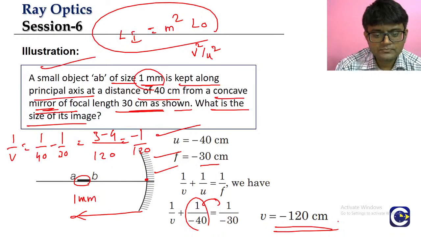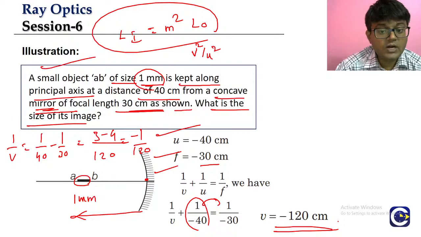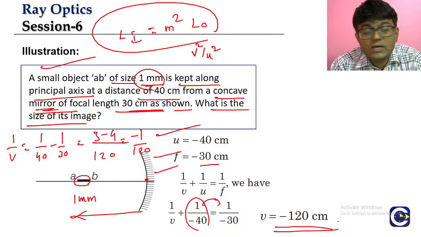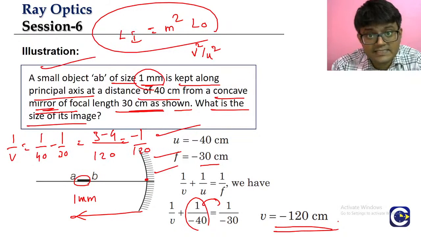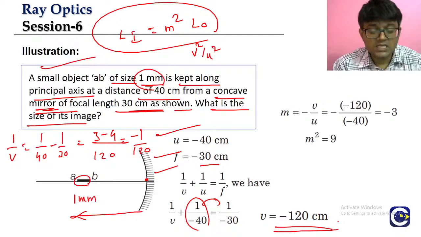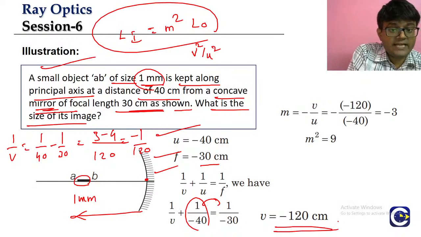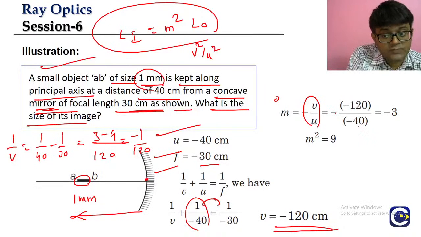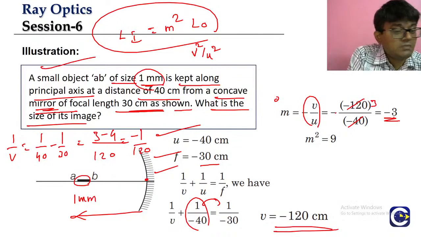Okay. So we got the V value. Now what is the next step? We have to find the size of the image. Here they are not asking us where the image is. They are asking us the size of the image, which means we will try to get the M. M is minus V by U, right? V is minus 120, U is minus 40. Minus is there. Minus 3 will come. M is minus 3.